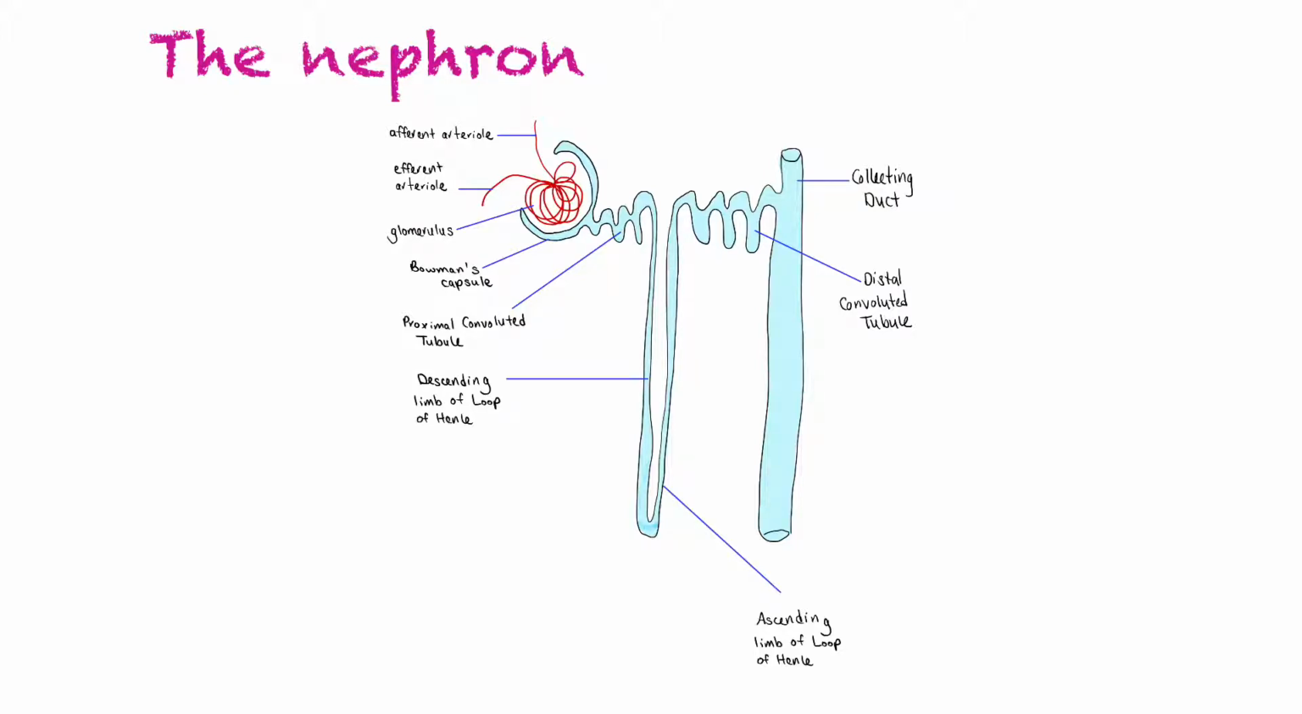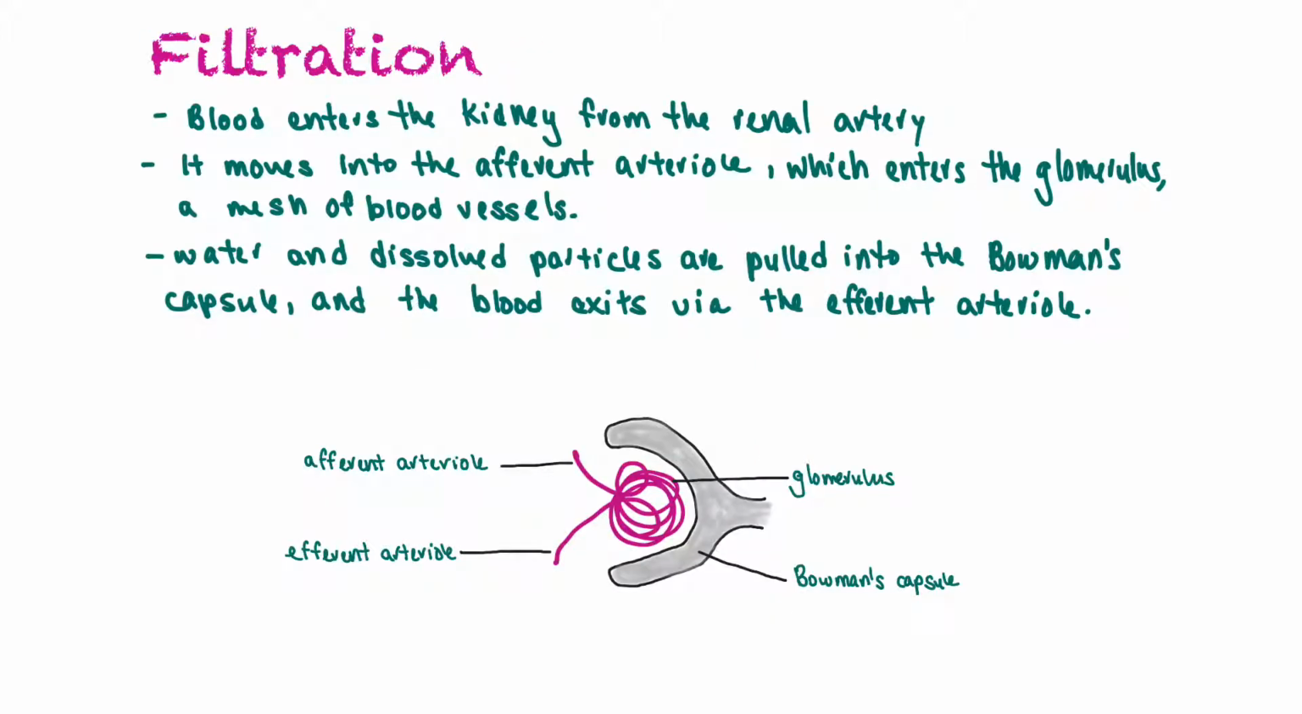to be released from the bladder. So blood enters the kidney from the renal artery, and it moves into the afferent arteriole, as mentioned before, and that will enter the glomerulus, which is a mesh of capillaries. Then the water and dissolved particles will be pulled into the Bowman's capsule as blood passes through the glomerulus, and then the blood will exit via the efferent arteriole.